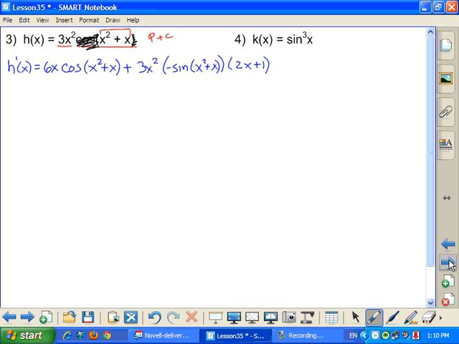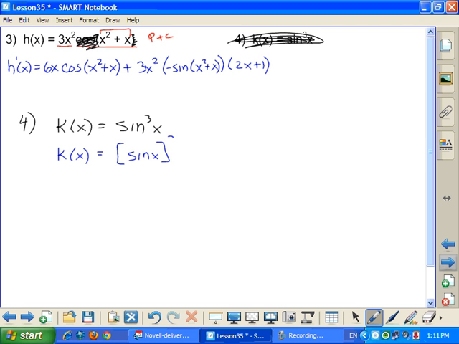The next one I'm going to go down below, so there's more room. So k of x equals sine cubed of x. I want to make this pretty clear. You've got to be careful with this. So many students, I take for granted, don't realize that the cube is on the sine function. So this is really k of x equals, and I'm going to put it in brackets, sine x, cubed. So the whole sine function is actually cubed. It's not the x being cubed. So this actually turns out to be fairly simple. It's still a chain rule.